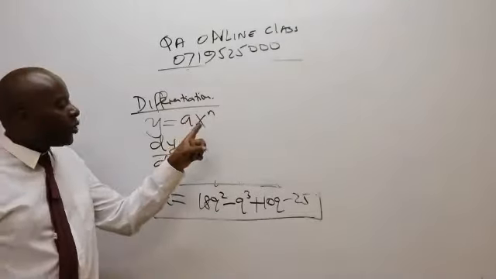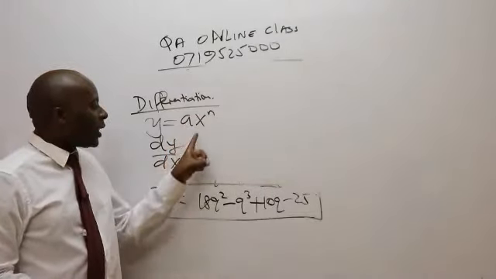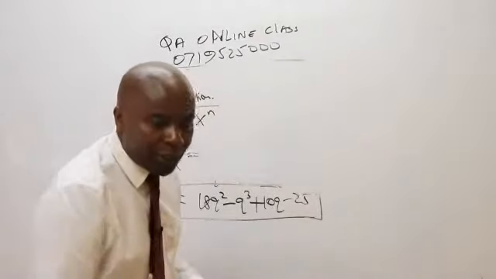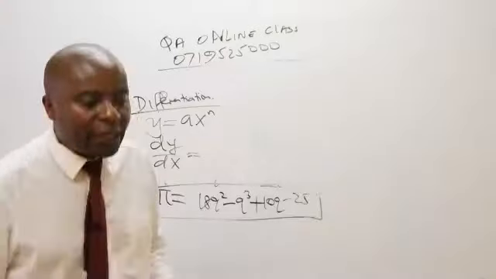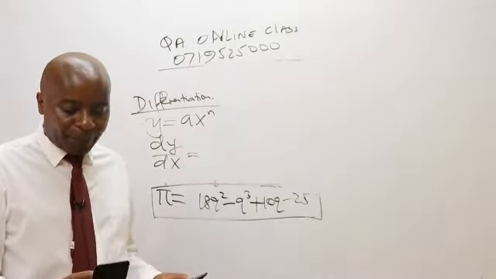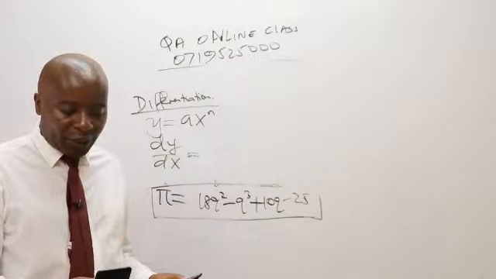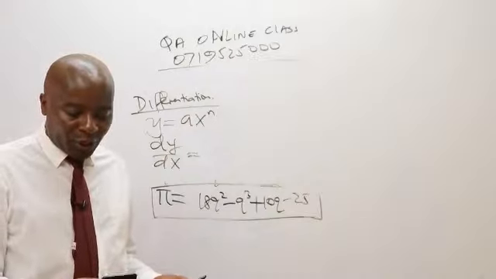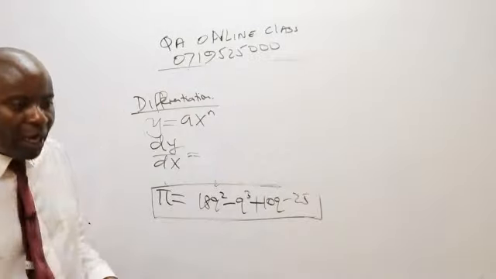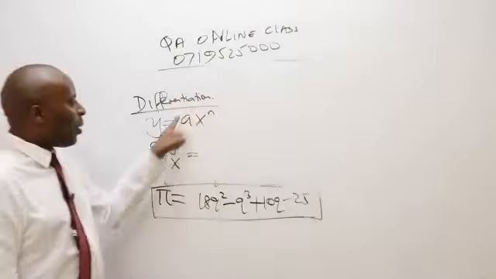how do we do this? Remember, to get dy over dx, the power has to fall down. The power must fall down. Remember the concepts of differentiation. Ladies and gentlemen, we are saying that in differentiation, the power must fall down. So this power is falling down.